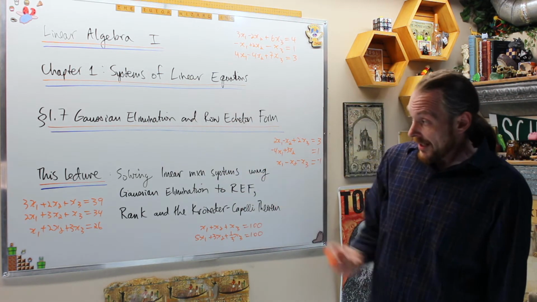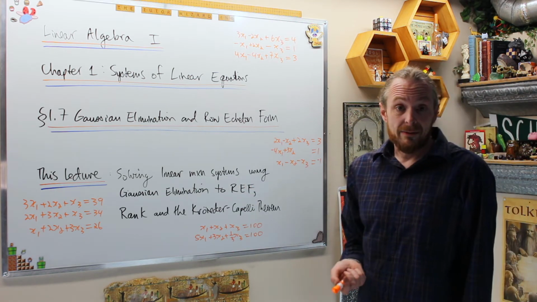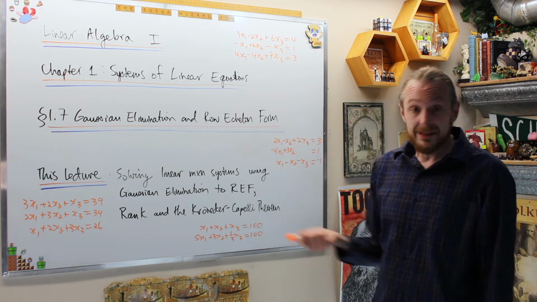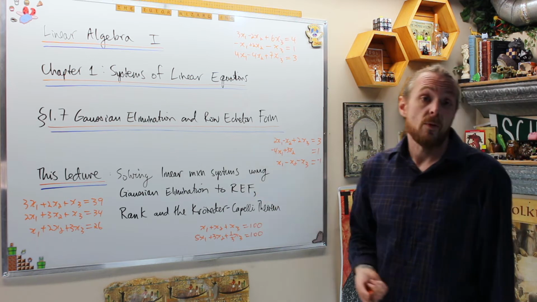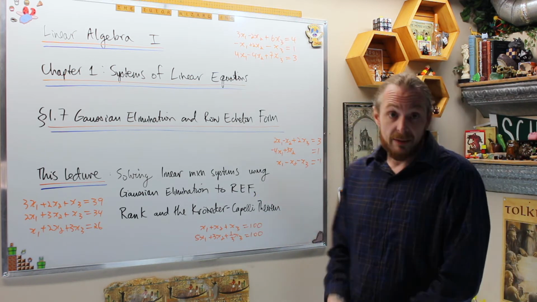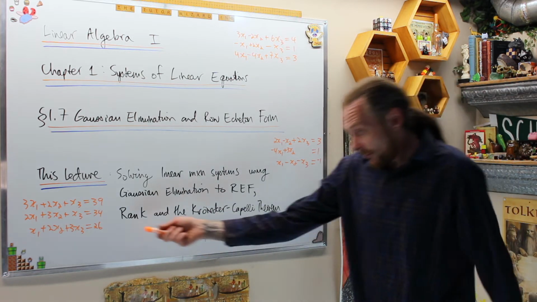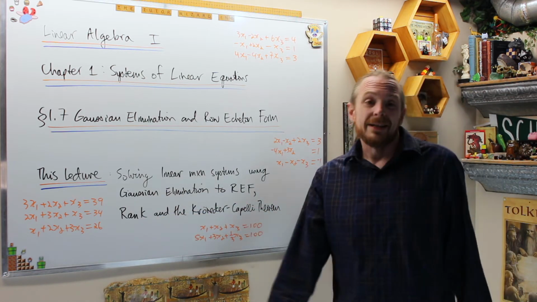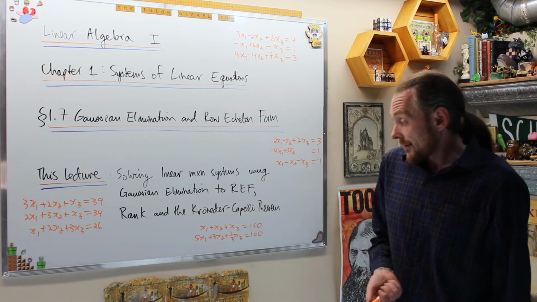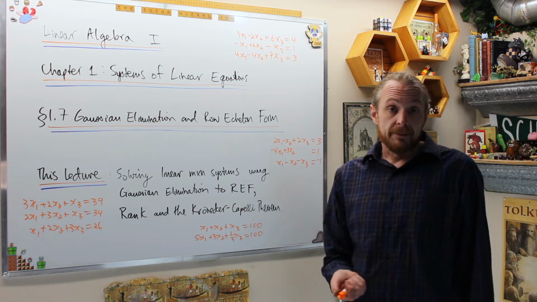But now, in this lecture specifically, what we're going to do is solve some linear n by n systems using Gaussian elimination to row echelon form. Then we're going to use the last row to decide whether we have one solution, no solution, or infinitely many solutions. And then we'll talk quickly about rank of a system and the Kronecker-Capelli Theorem. Let's do that.